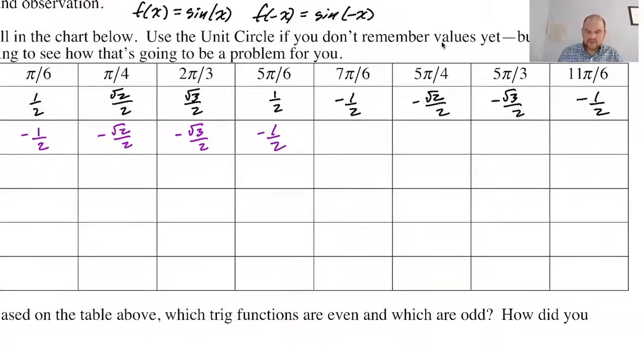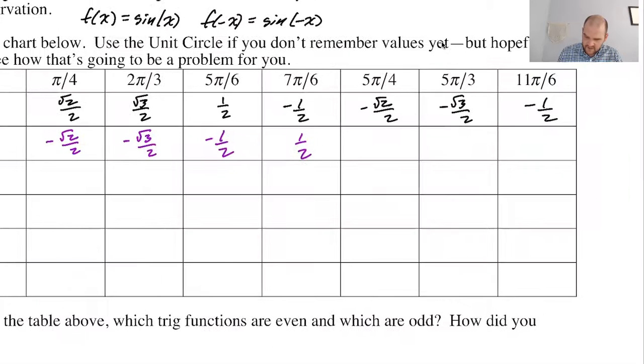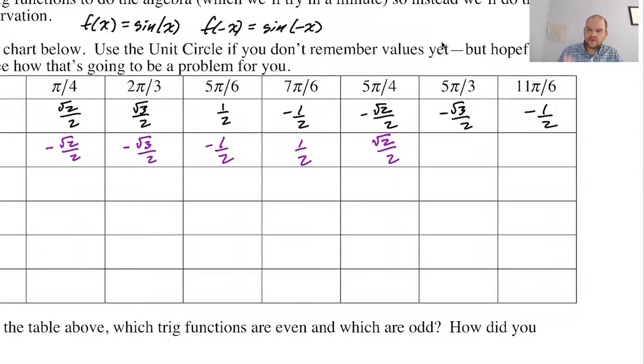7 pi over 6 puts you in quadrant 3. If you rotate the negative of that, the negative of 7 pi over 6 puts you past negative pi by pi over 6. That puts you in quadrant 2, where sine is positive. So this is going to be positive 1/2. 5 pi over 4, same story. 5 pi over 3 is quadrant 4, where sine is negative. Rotate the negative of that: negative 5 pi over 3 puts you in quadrant 1, where sine is positive.